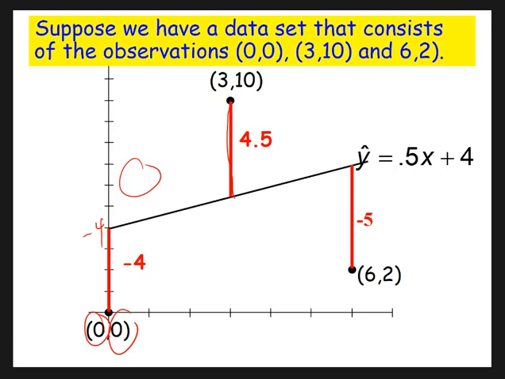Those are, by the way, what we refer to as residuals. Those are the deviations, so we square those and add them together to get the sum of the squared deviations. Negative 4 squared is 16, 4.5 squared is 20.25, and negative 5 squared is 25. That adds up to 61.25. That is the sum of the squared deviations, or the sum of squares.